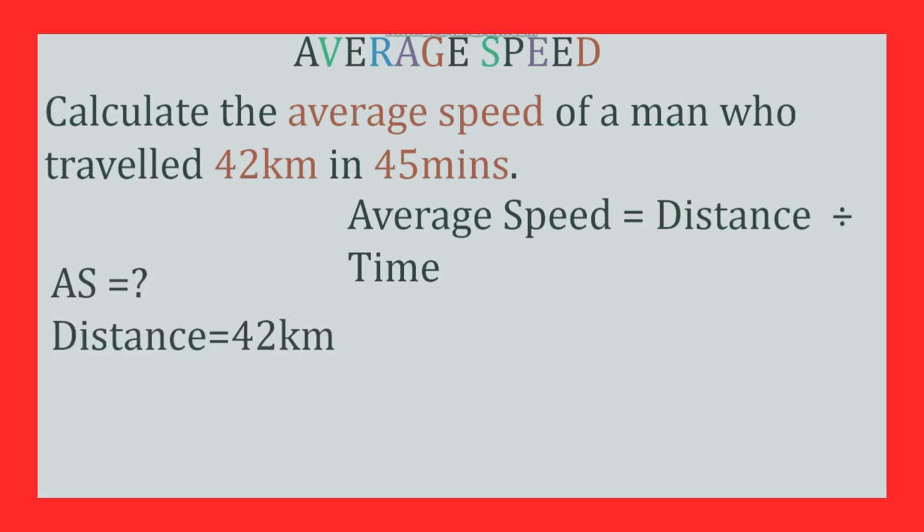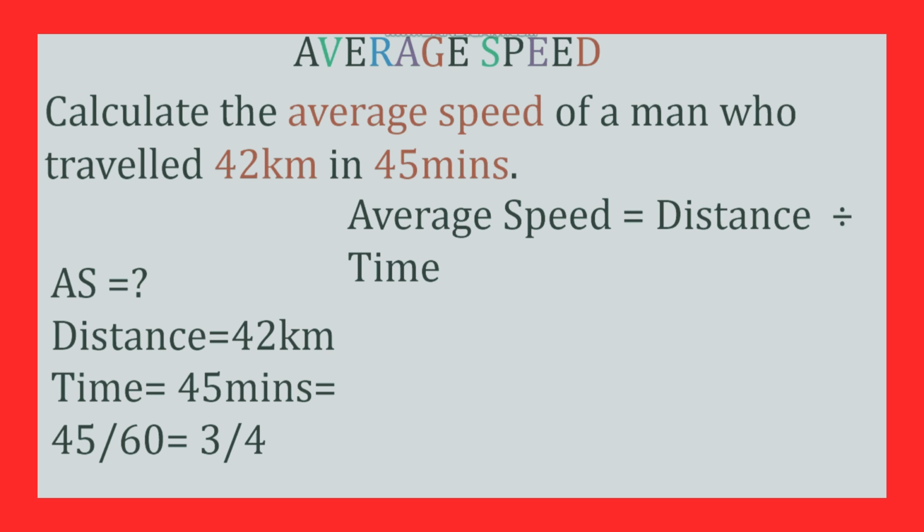Okay, so average speed is not given, distance is given to be 42 kilometers, and the time, which is 45 minutes, divided by 60, gives us 3/4. So now we can get the value for the average speed. So average speed now equals 42 divided by 3/4.